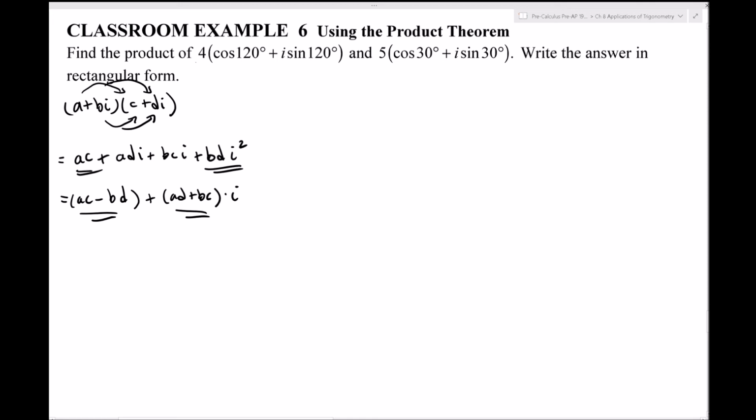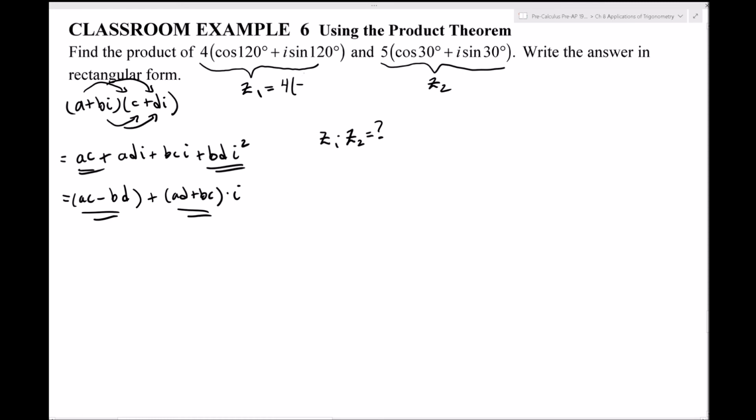So let's talk about this one, and I'm going to call this one Z1. This one I'm going to call Z2. And what we're really looking for is Z1 times Z2. So what is this product? What happens when I multiply both of those? First off, what is Z1? 4 cosine 120 plus i sine 120. So we're going to have to look at our unit circle again. Cosine of 120 and sine of 120. Cosine of 120 has a reference angle of 60 degrees, and that one's negative 1/2. So 4 times negative 1/2 plus square root of 3 over 2 times i.